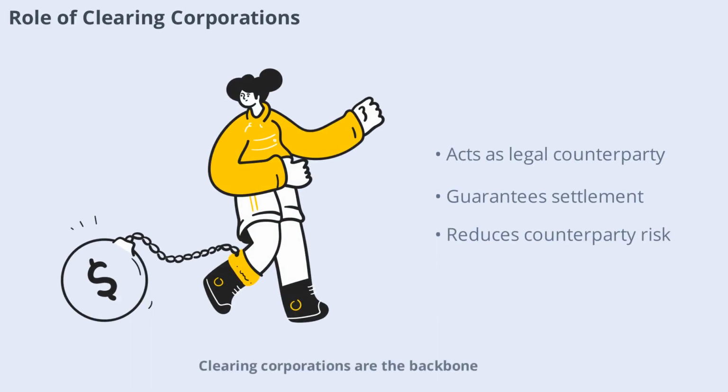Clearing corporations are the backbone of the exchange-traded currency derivatives market. Registered with SEBI, these entities are responsible for the clearing and settlement of all trades executed on the exchange. Acting as a legal counterparty, the clearing corporation guarantees the financial settlement of every trade, ensuring that buyers and sellers receive what they are due. This process not only builds trust but also reduces counterparty risk.